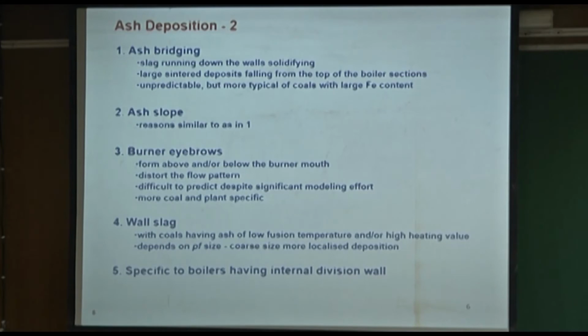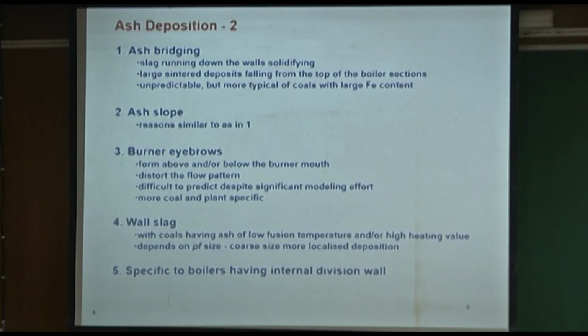Burner eyebrows: where it happens is it forms above or below the burner mouth, and what it does is it distorts the flow pattern. So you can predict nice flow patterns from computational fluid dynamics calculations, but if you are not cleaning away this growth, then obviously the flow patterns will change. This is difficult to predict despite significant modeling effort.